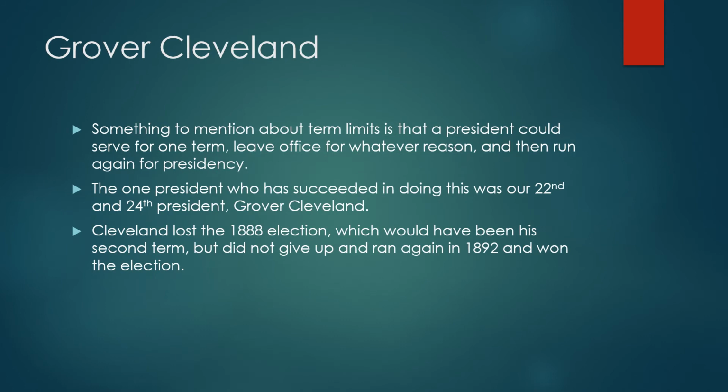Now I'm going to mention Grover Cleveland. Something to mention about term limits is that a president could serve for 1 term, leave for whatever reason, and then return and run again for the presidency down the road. So the one president who succeeded in doing this was our 22nd and 24th president, Grover Cleveland. Cleveland lost the 1888 election, which would have been his 2nd term, but did not give up and ran again in 1892 and won the election. So with this being said, you can only serve as president for 2 terms, but those 2 terms do not have to be back to back.